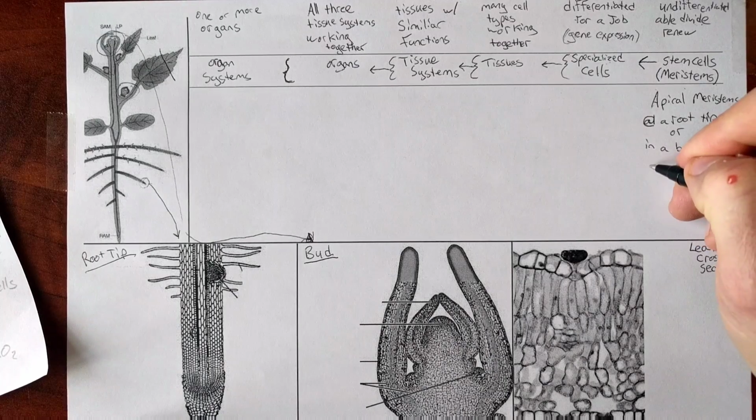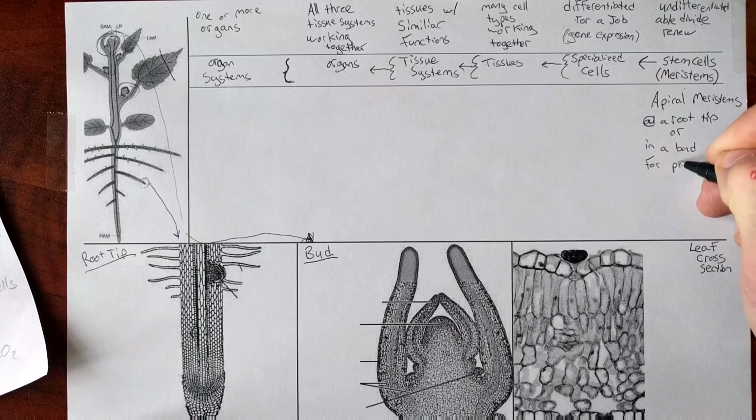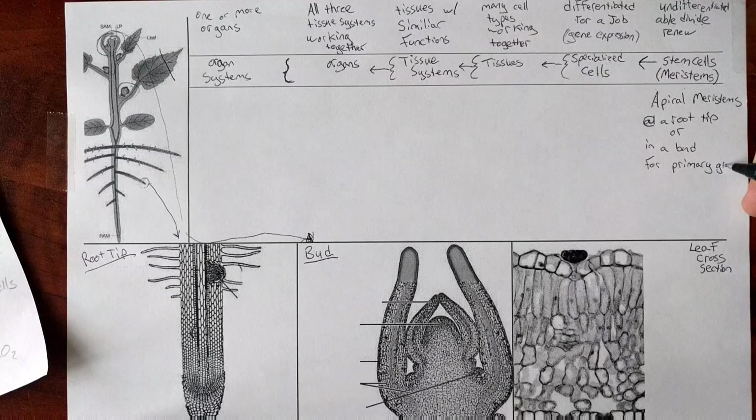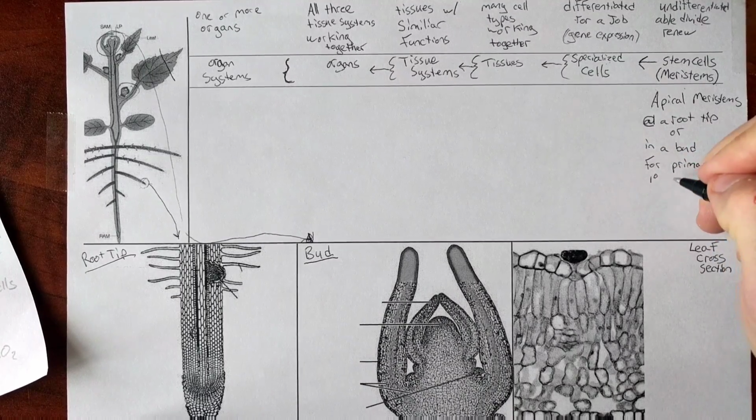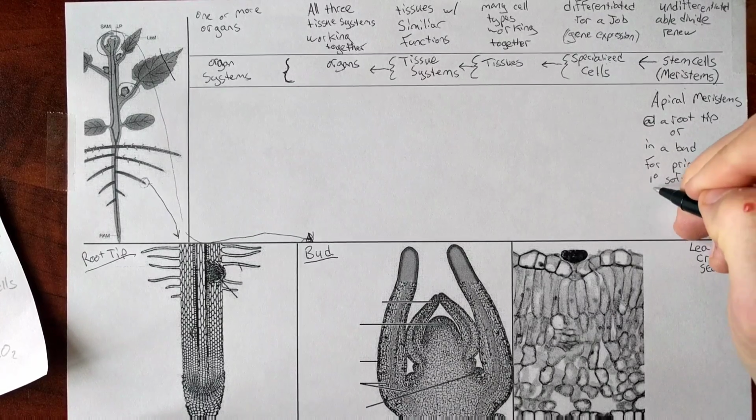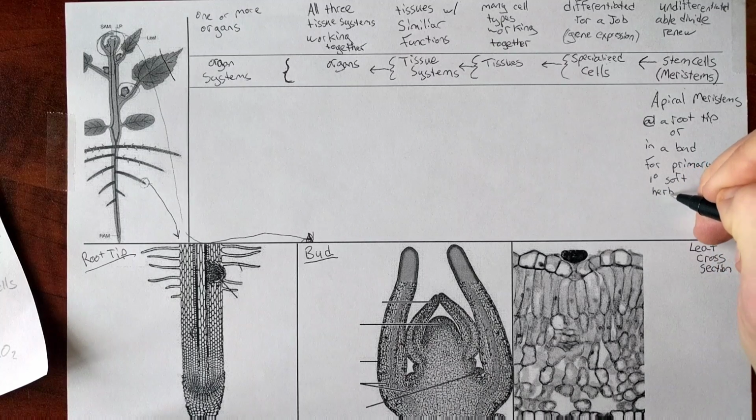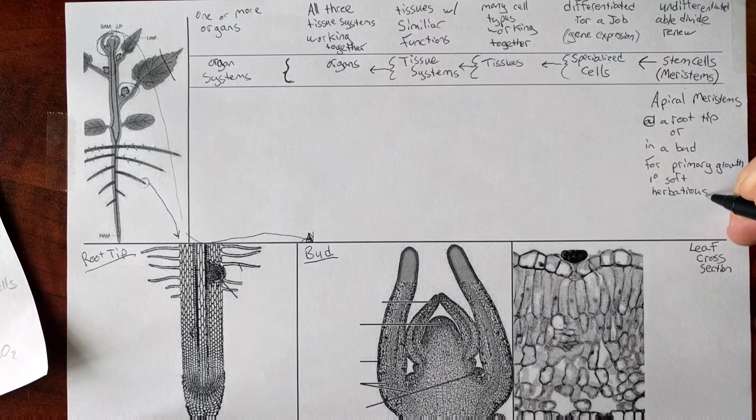These are all for what we call primary growth. Abbreviate that one with a little decimal. And this is soft, or we'll call it herbaceous growth. Herbaceous growth. That looks like I spelled that wrong. Sorry if I did.